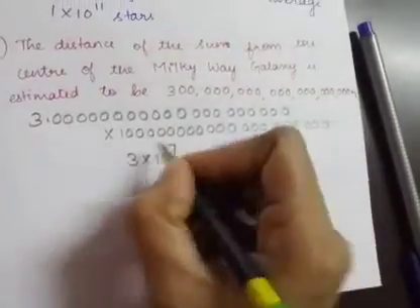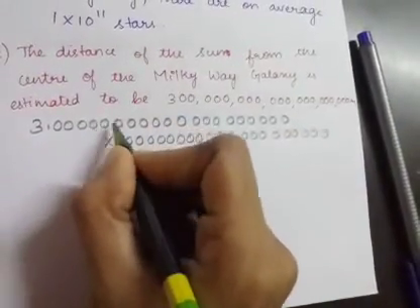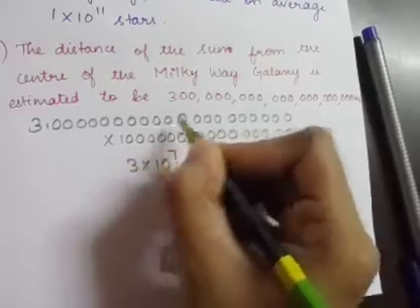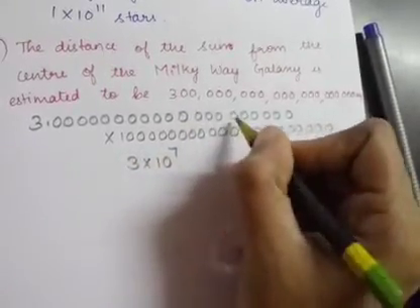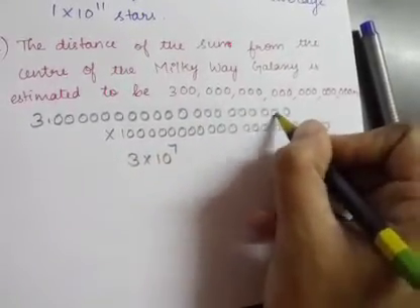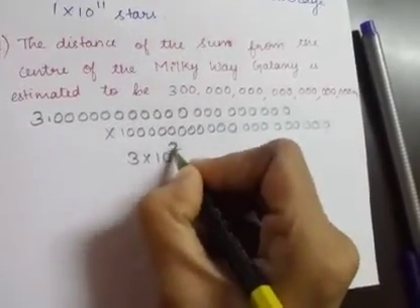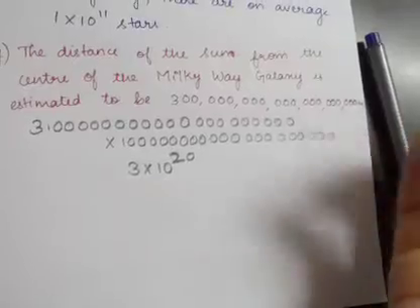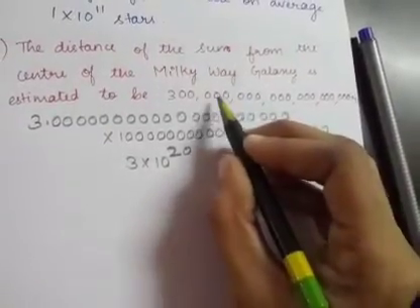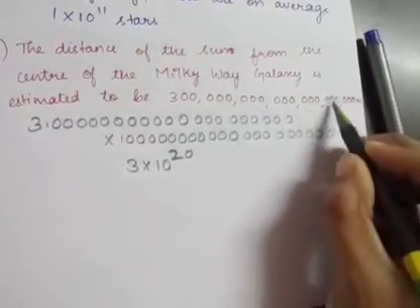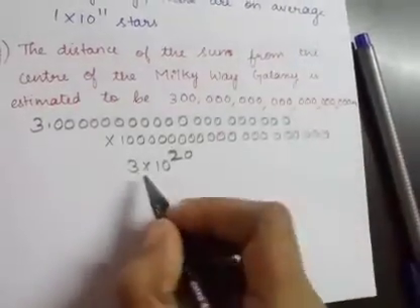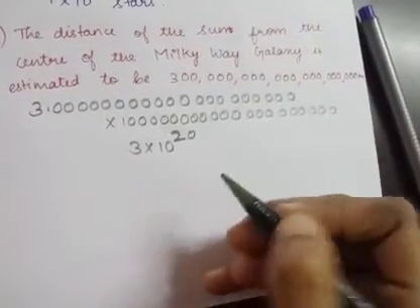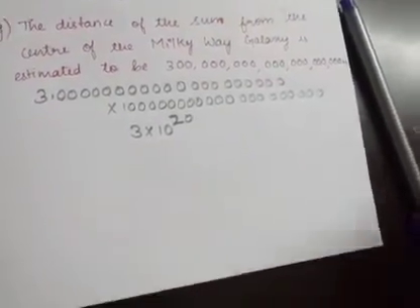No, it's not 7. 1 2 3 4 5 6 7 8 9 10 11 12 13 14 15 16 17 18 19 20. Sorry, it is 3 into 10 power 20. Yes, you can check it in the question itself. 3 6 9 12 15 18 20. So 3 into 10 power 20 is the standard form for that question.